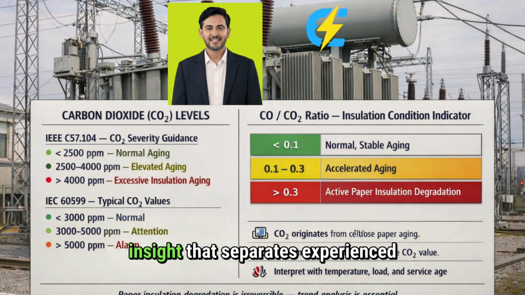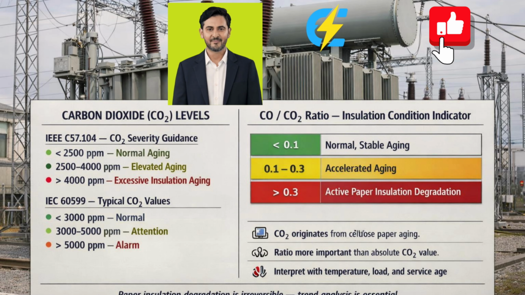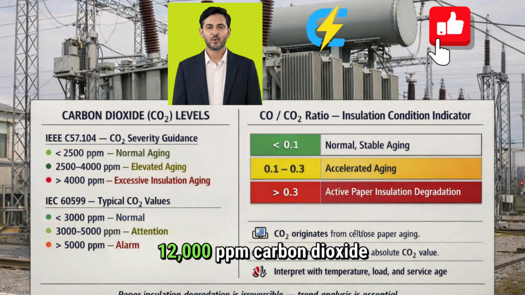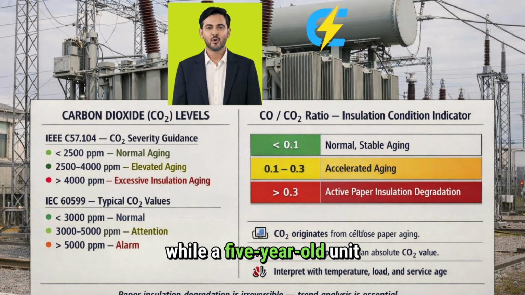But here's the critical insight that separates experienced engineers from beginners. High carbon dioxide alone does not mean immediate danger. It often reflects transformer age. A 40-year-old transformer with 12,000 ppm carbon dioxide might be perfectly normal, while a 5-year-old unit with the same level would be concerning. So senior engineers never stop at carbon dioxide. They immediately calculate the carbon dioxide to CO ratio. This ratio tells us how paper insulation is degrading. This ratio is far more powerful than individual gas values.